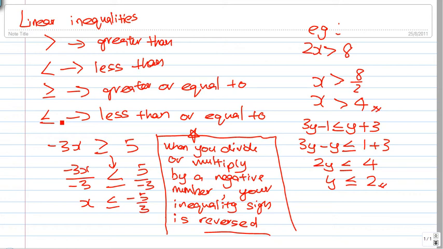Alright, so these are just some examples. Maybe let me just work one out for you. Alright, let me scroll to the next page. Okay, very simply, we have got... I can't see that, so let me do it again.